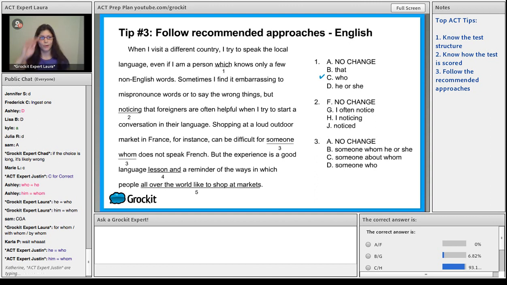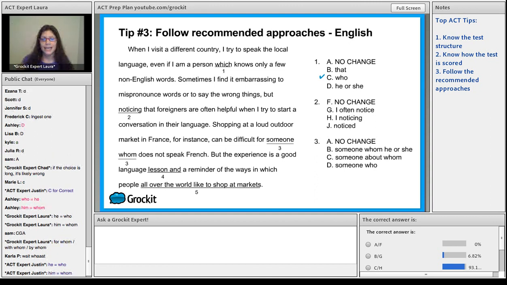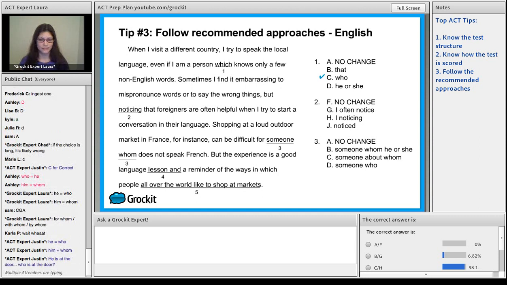Sorry for the pause. Herbie was trying to eat a marker. Now that we have prevented mess everywhere, we are looking at question number 2.